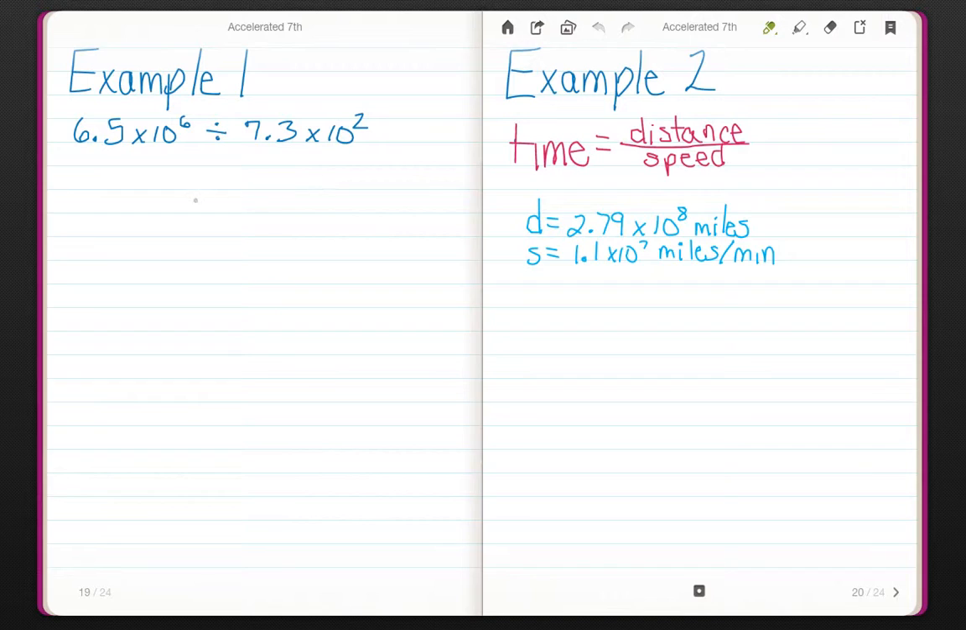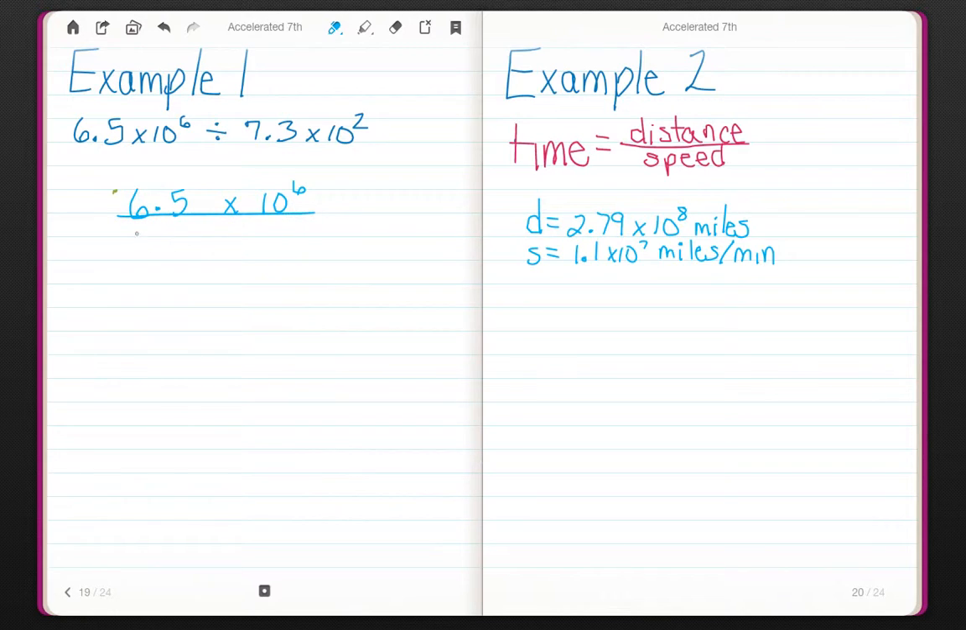So example 1, 6.5 times 10 to the sixth divided by 7.3 times 10 to the second. So I'm going to start by writing my problem vertically. 6.5 times 10 to the sixth divided by 7.3 times 10 to the second.